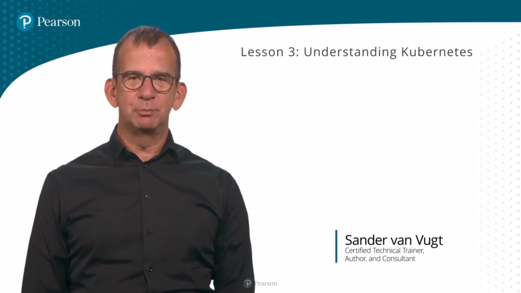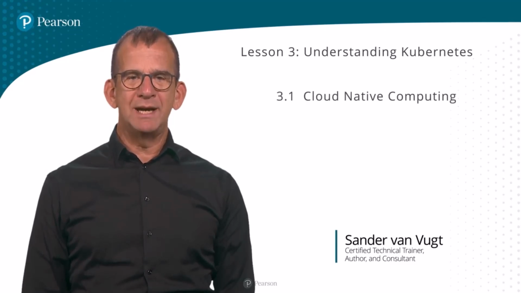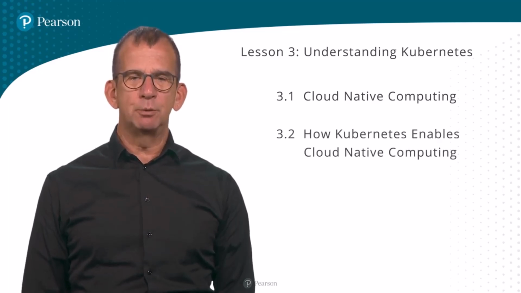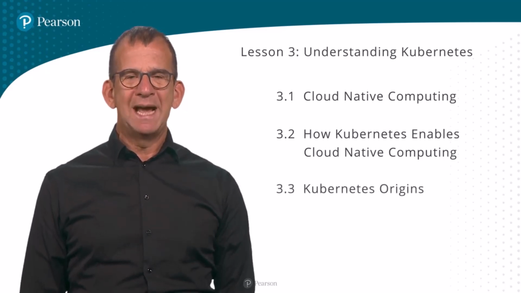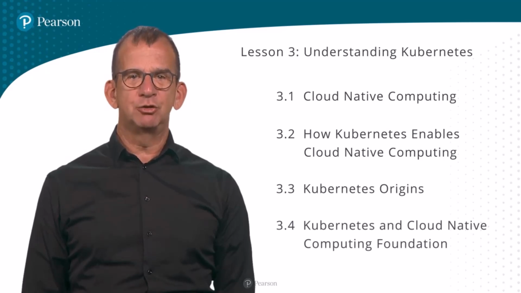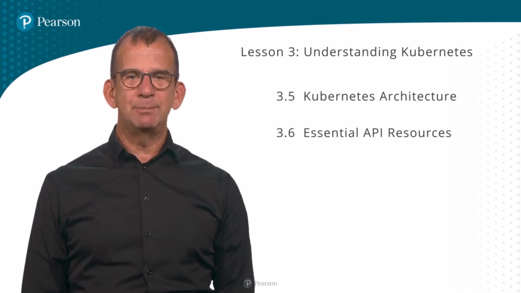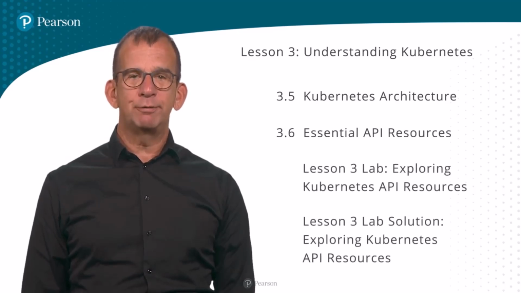This lesson provides a brief overview of Kubernetes. The lesson starts with a video about cloud-native computing, because that is what Kubernetes is all about. Next, you'll learn how Kubernetes enables cloud-native computing. You'll learn about its core functions and where it comes from. After that, I'll explain how Kubernetes is truly open source, which is guaranteed by the Cloud-Native Computing Foundation. And after that, I'll explore Kubernetes architecture and essential API resources. You'll also find a lab to practice your skills.